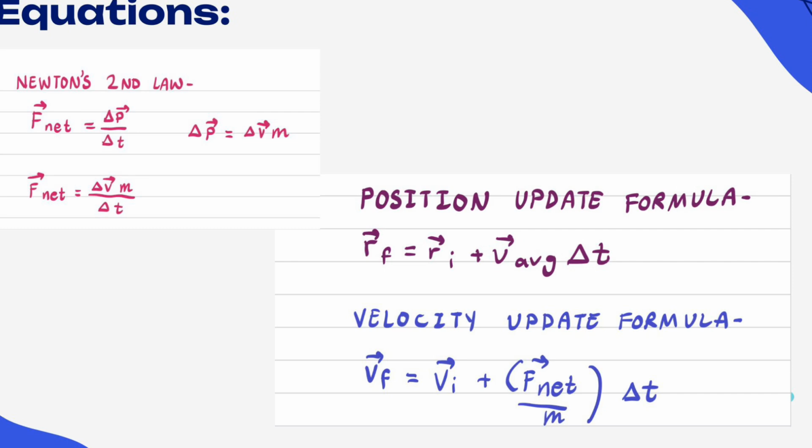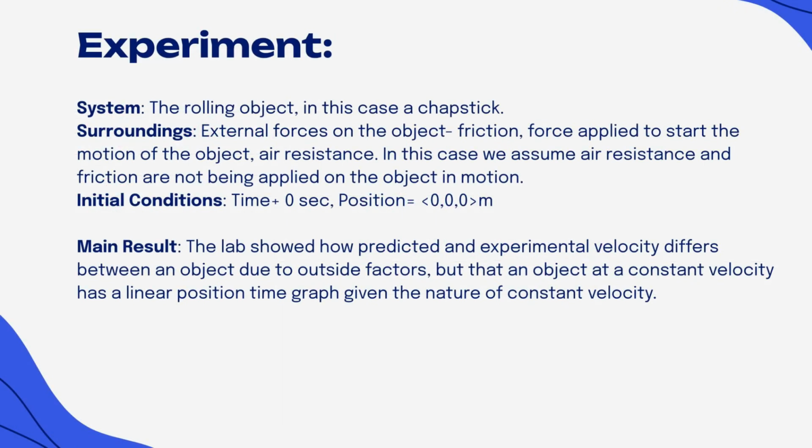We also use the position update formula and velocity update formula, as those values are relevant to this topic. Within the experiment, we have the system, which is the rolling object, and in my case, the chapstick. Then we have the surroundings, which are external forces on the object, which are friction, the force applied to start the motion of the object, and air resistance. In this case we assume air resistance and friction are not being applied to the object in motion, as it is supposed to have a constant velocity. The initial conditions are that time is at 0 seconds and the position is at 0 meters.